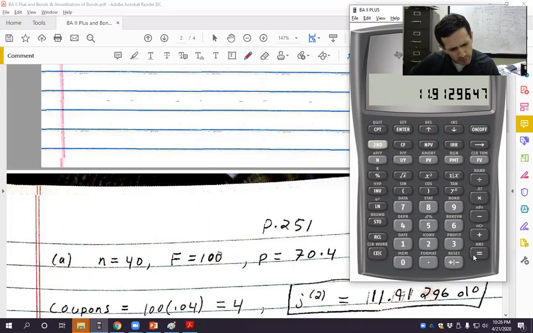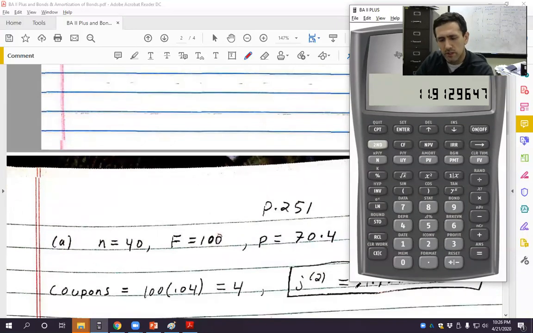And so this is on page 252. And the book just rounds to 11.913%. So, all right. And so I actually didn't do as promised, entering positive for the present value for the previous find the maturity date example. So let's do it here.